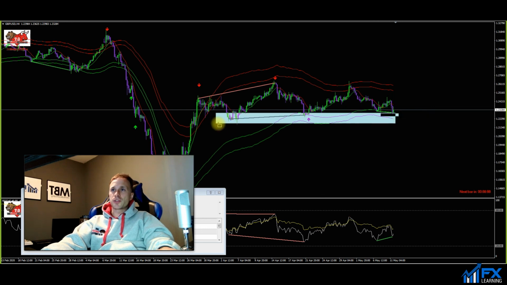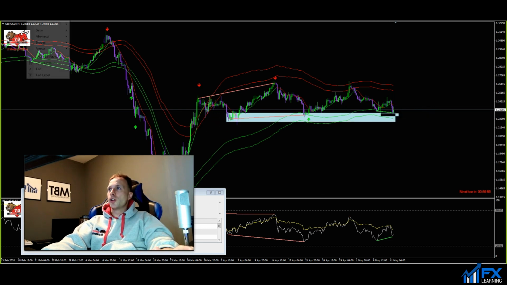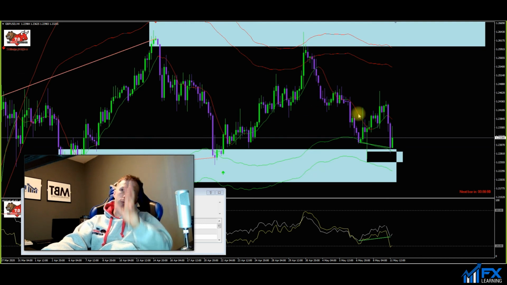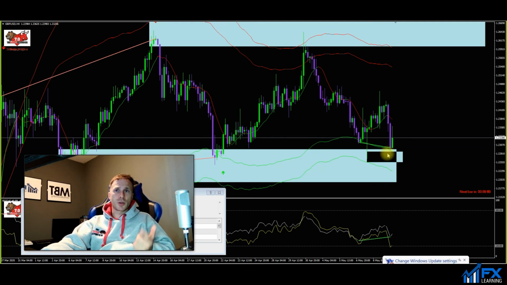So support and resistance. Okay, so there's my support. Where's my resistance? Obviously, it's going to be at the top here. So at the minute we're stuck in a range. We're stuck in a range on GBPUSD. So I am seeing a possible buy off this support area, getting into the trade with the Mogwai.